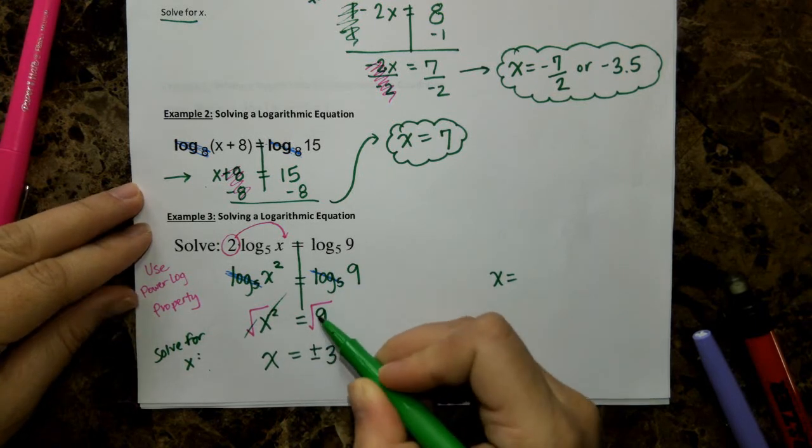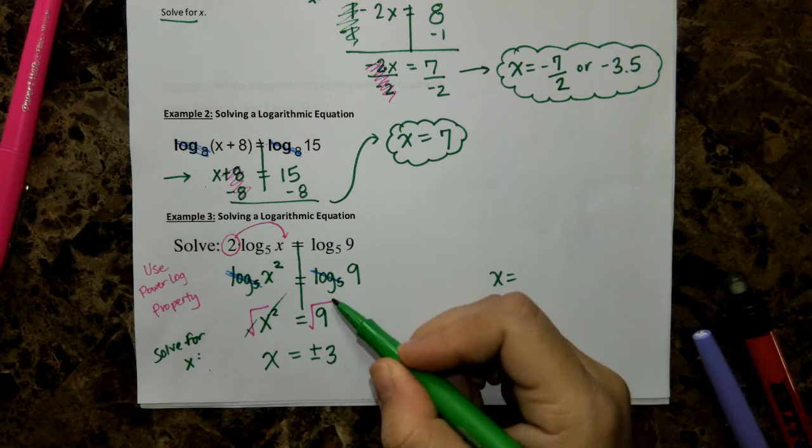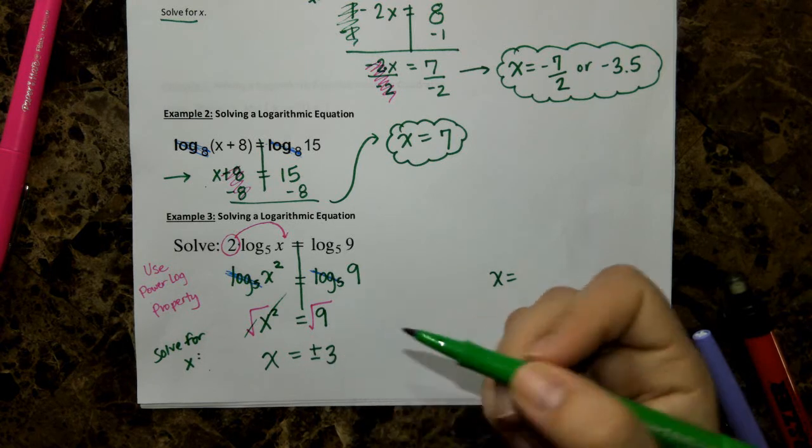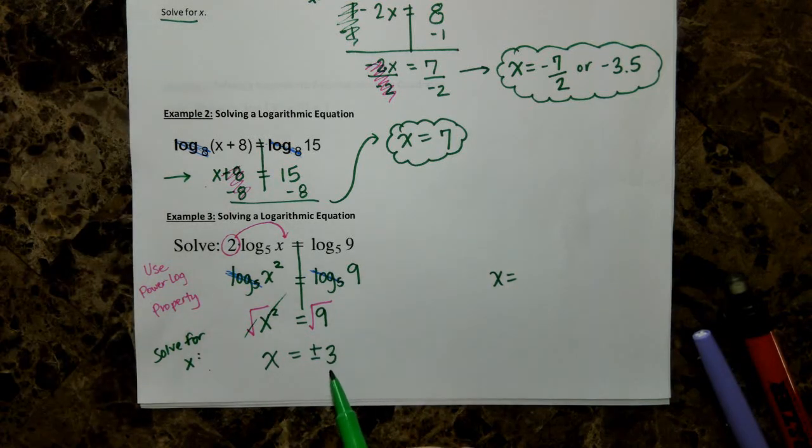Remember, anytime you take the square root, it could be a positive 3 or a negative 3, because 3 squared is 9 and negative 3 squared is also 9. So x is going to be either 3 or negative 3.